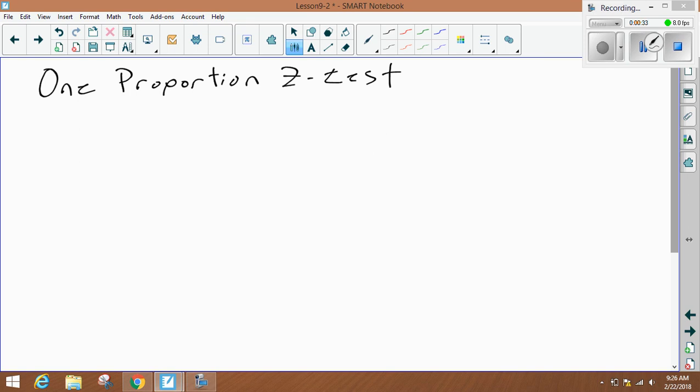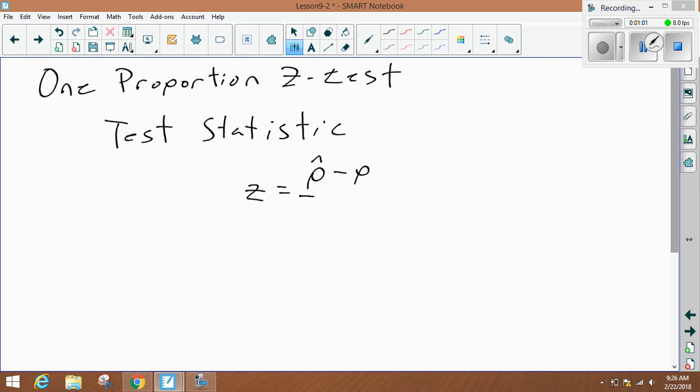So, first of all, our test statistic is going to be Z equals... remember our test statistic is always going to be statistic minus parameter divided by the standard deviation of the statistic. In this case, if we have a proportion, that's going to be the square root of P times 1 minus P, all divided by N. Okay, so this is our test statistic.